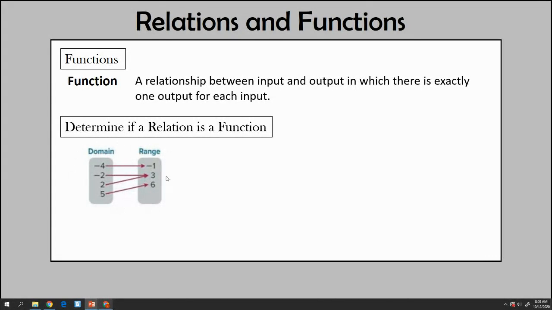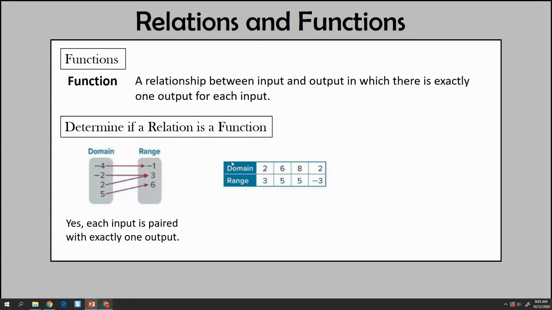This is a mapping. Does this mapping represent a function? Well, is every input paired with only one output? And the answer here is yes. Now, I know you're going to see this and say, wait a minute, 2 and -2 are both paired with 3. Well, that's okay. They can be paired with the same number, but they can't be paired with two different numbers. Okay, let me show you.